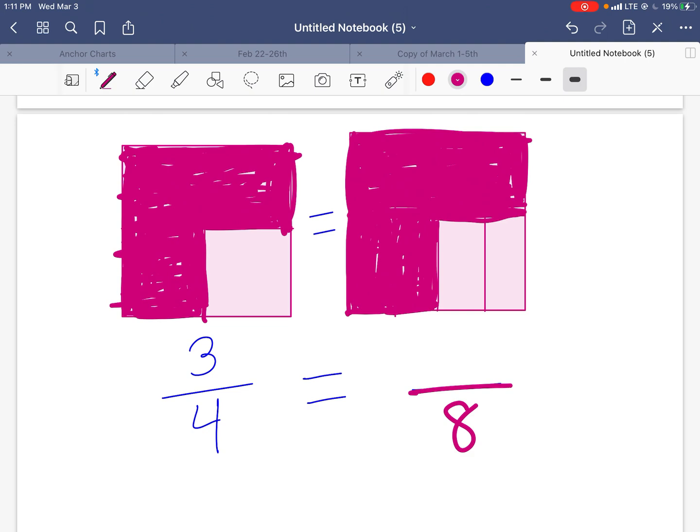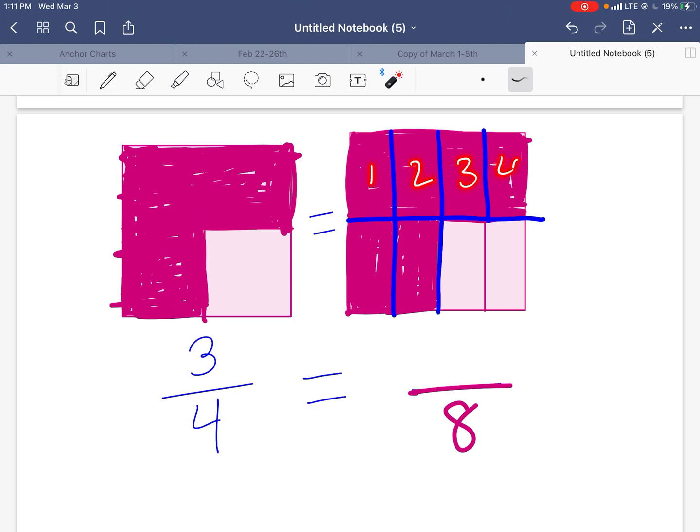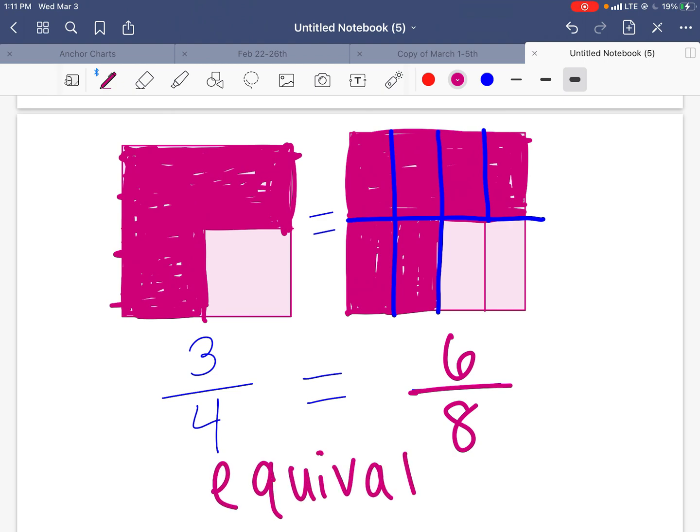So how many pieces was that? All right, let's go back and look. Let me redraw these lines real quick. I'm sorry. So that's what we have. How many parts is that? That's 1, 2, 3, 4, 5, 6. 6/8 is equivalent to 3/4. 3/4 and 6/8 are equivalent. All right, friends, those are equivalent.